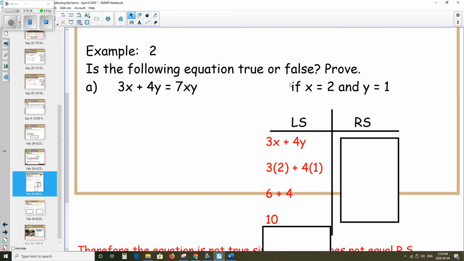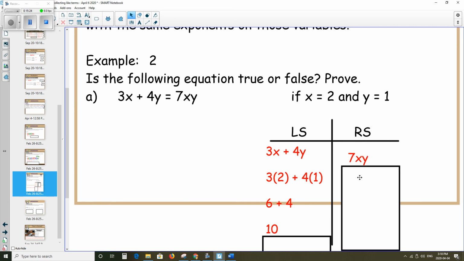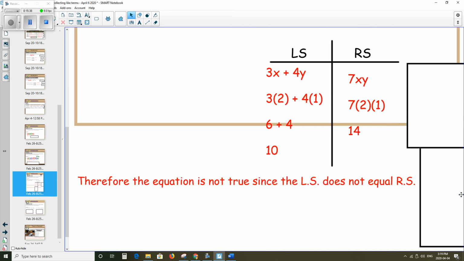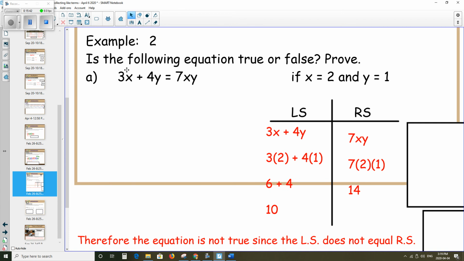Now I'm going to do the same thing on the right-hand side. So on the right-hand side, I have 7xy. And I'm going to replace the x with 2 and the y with 1. So I'm going to end up with 7 times 2 times 1, which is 14. And notice the right side does not equal the left side. So for that reason, we can say that the equation is not true. You cannot say 3x plus 4y is equal to 7xy. That is not true.